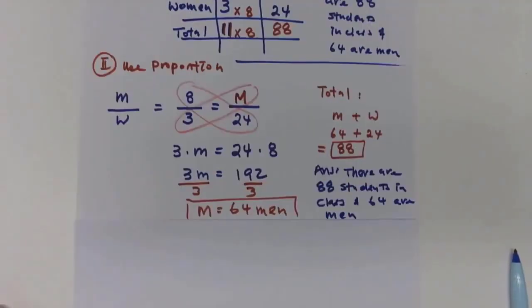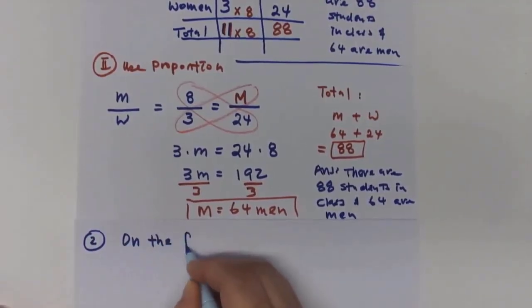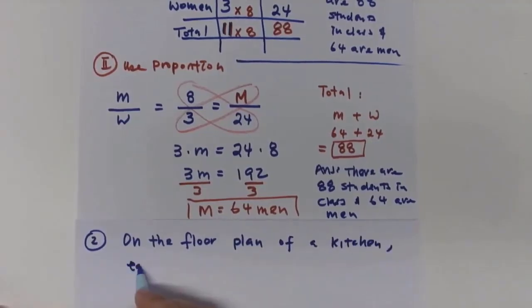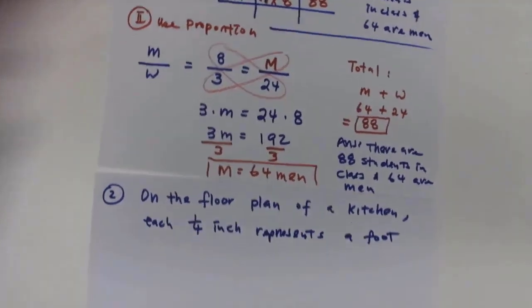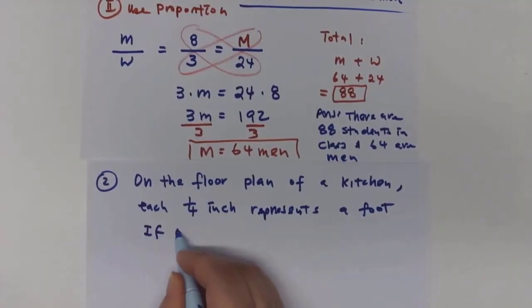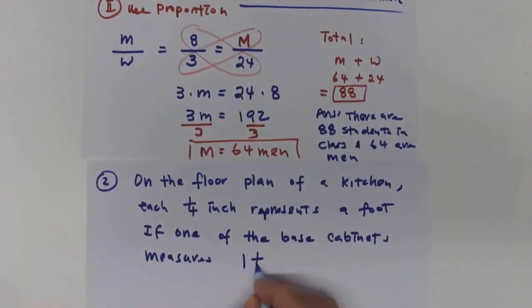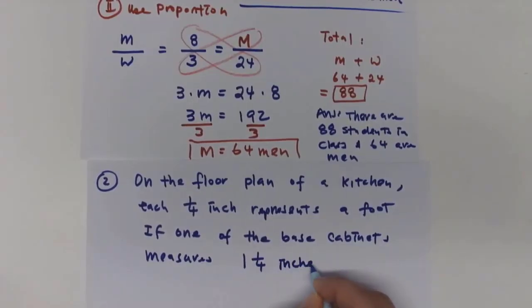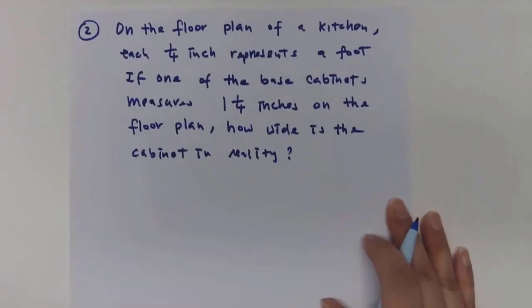Let's do one more. We have number 2 on the floor plan of a kitchen. Each 1/4 inch represents a foot. So you know those floor plans, they're kind of tiny. Each 1/4 inch will represent 1 foot in reality. If one of the base cabinets measures 1 1/4 inches on the floor plan, how wide is the cabinet in reality?